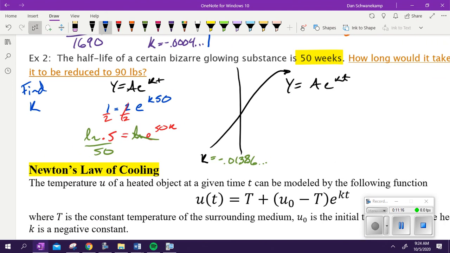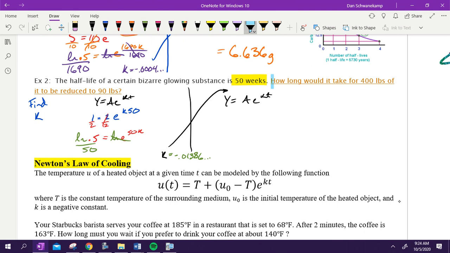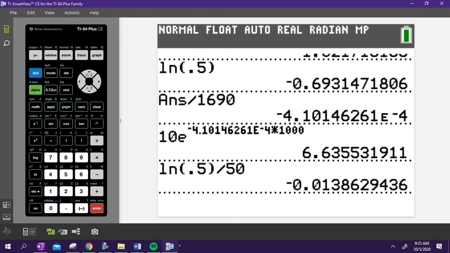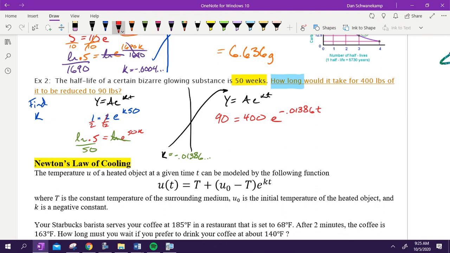Okay. I know that. Now it says, how long would it take for 400 pounds to be reduced to 90 pounds? What am I solving for on this one? Time. How long? So I'm starting with 400, I'm ending with 90. My k is going to be this negative 0.01386 number, and then t. So in my calculator, I'm taking 90 divided by 400. So I get 0.225 equals e^(-0.01386t).